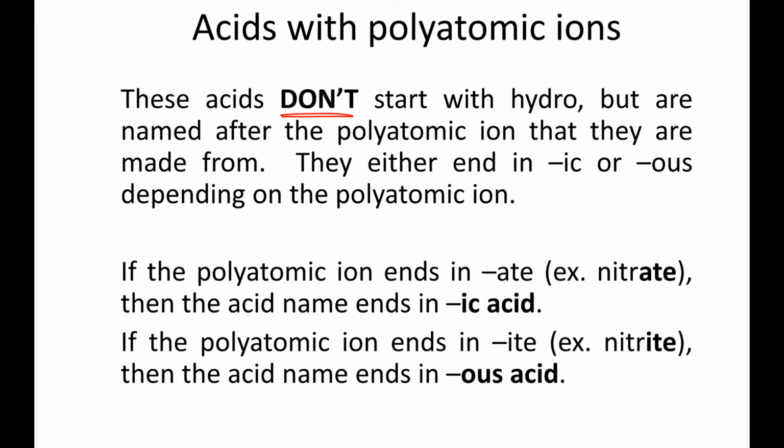So if it's made with nitrate, this would be nitric acid, and I'll show you the formula for that in a second. If the polyatomic ion ends in ite, like nitrite, then the acid name ends in ous acid. So this would be nitrous acid. See? So you just lop off that ate or the ite end of it. Okay, so let's do a few examples.